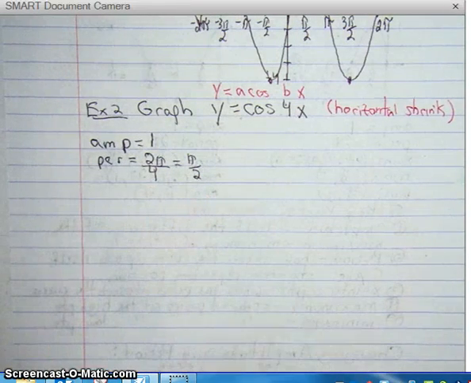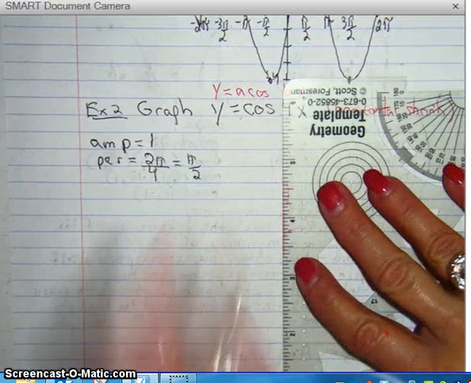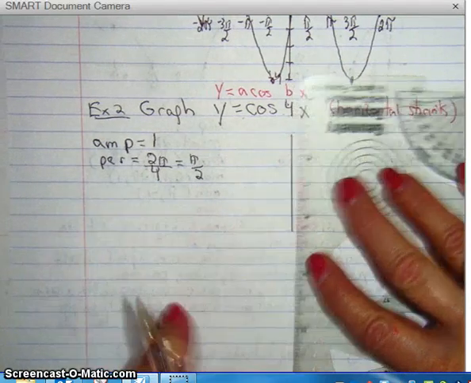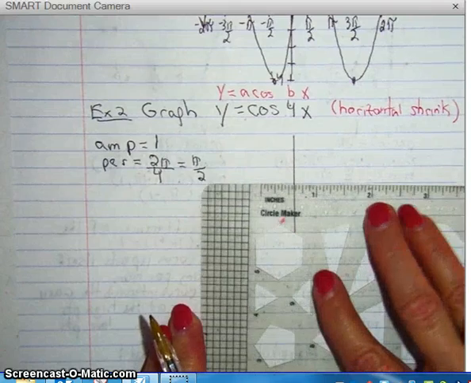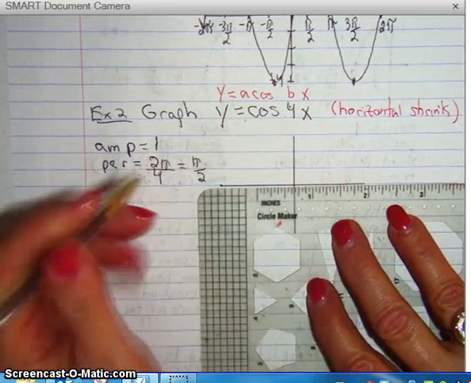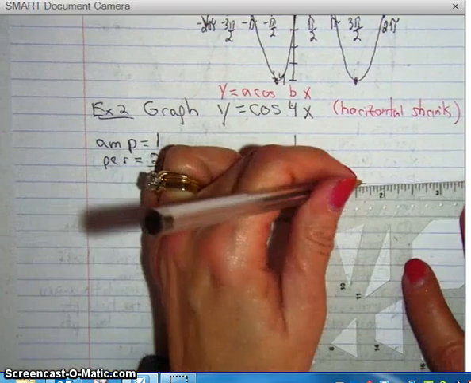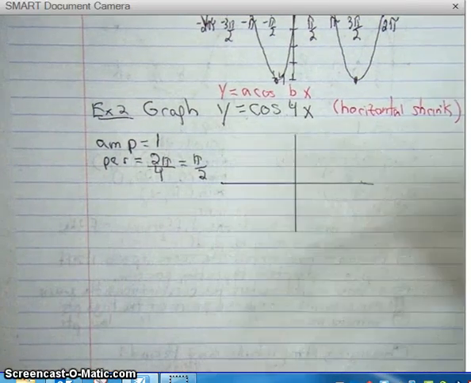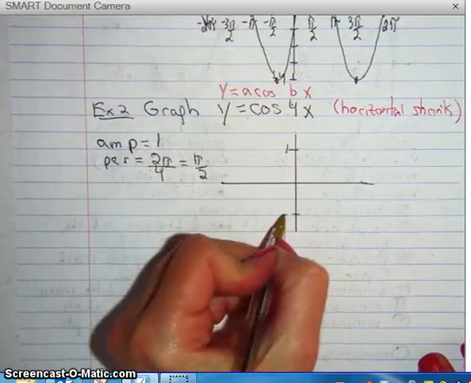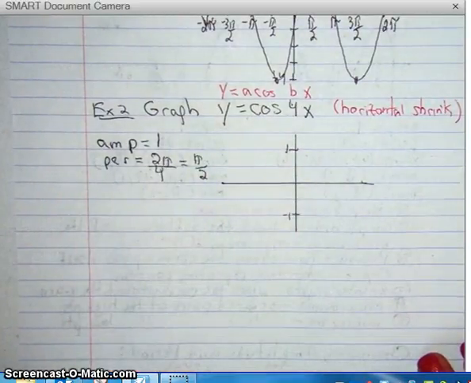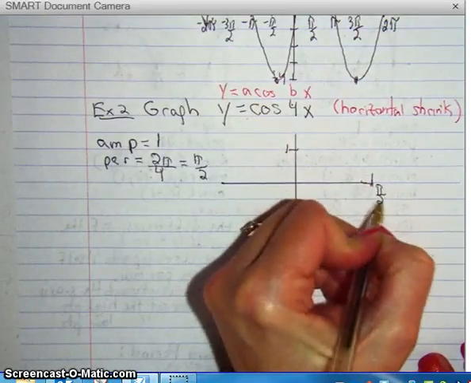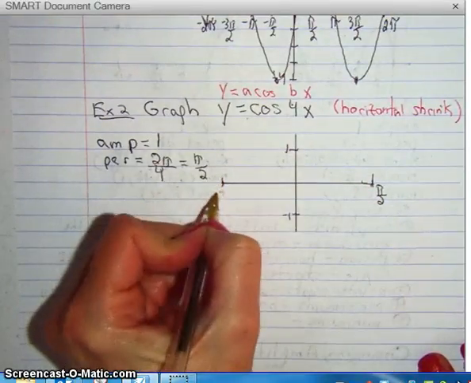Yes, I want 2 cycles, 1 positive, 1 negative. Our amplitude is only 1, so we don't have to go up and down too far. So we will go up 1, down 1, but we've got a new period. The period is pi over 2. So that's where we're going to end on the positive side, and that's where we're going to end on the negative side.